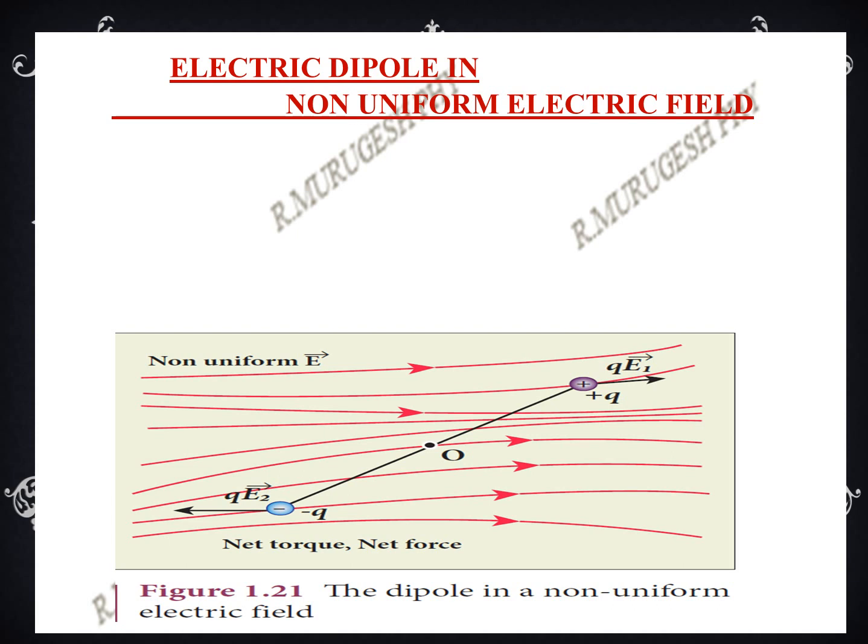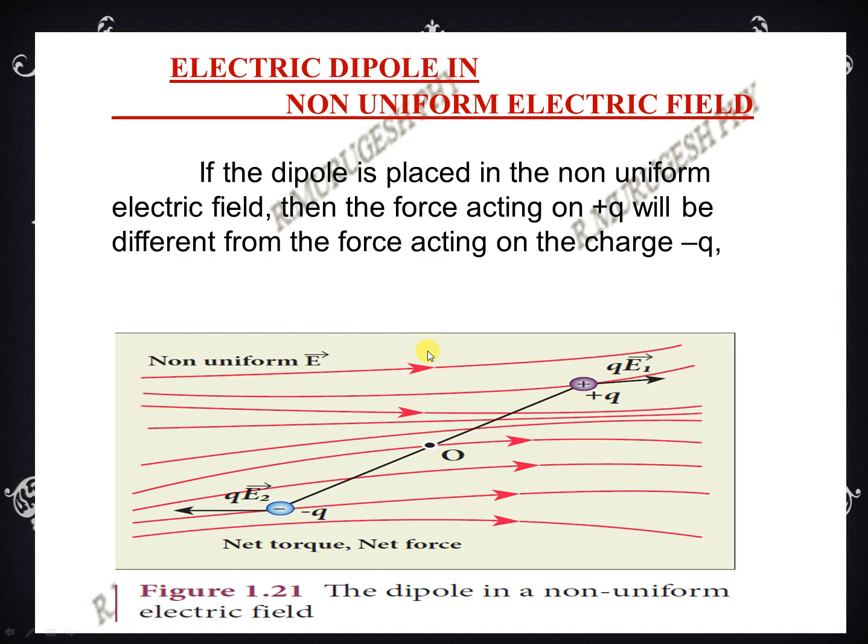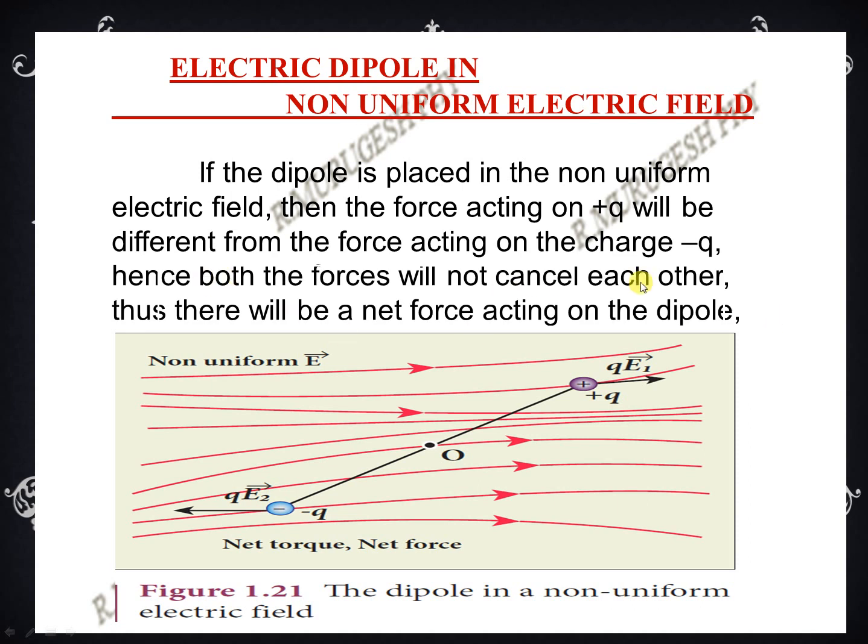Okay. Then for torque, we follow the usual formula we used already. So see here, if the dipole is placed in a non-uniform electric field, then the force acting on plus q will be different from the force acting on minus q. So there is a net force. Both the forces will not cancel. Thus there will be a net force acting on the dipole. So remember the discussions we have made now. If you want to know whether there is a net force acting on the system, you have to look at the field. If you want to find the torque, you have to think about the angle.